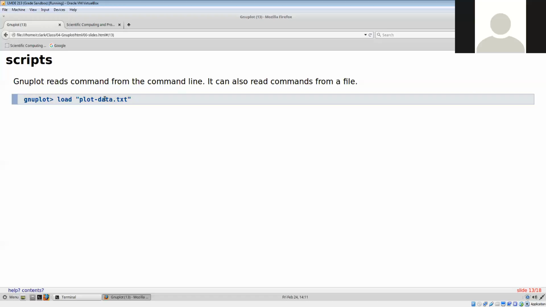So you can easily just write a file, then open up Gnuplot, load that file, and then it'll generate your plot all at once. So you can do the same sort of development process as you did with shell scripts, which is open up the file in one terminal, then open up Gnuplot in another terminal, edit your file, load the file in Gnuplot, see if your plot looks right. Edit your file, load the file, see if your plot looks right.